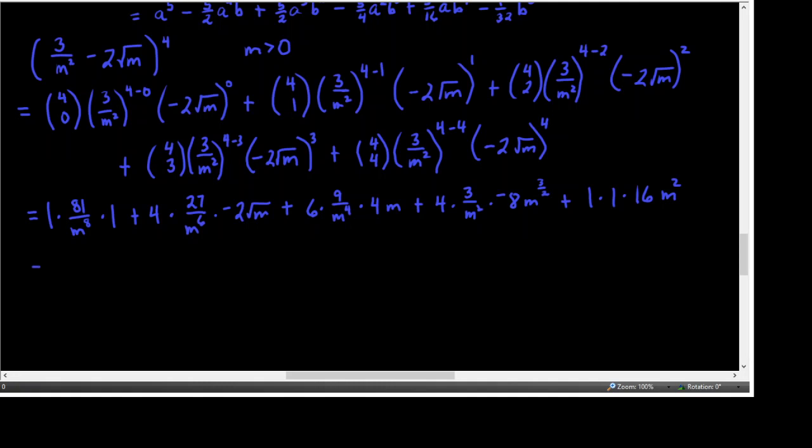Okay. So, look for all the numbers in each term. 1 times 81 times 1 is 81 over m to the 8th. Plus, now the number is 4, whoops, got ahead of myself there. 4 times 27 is 108 times negative 2 is negative 216, so negative 216.